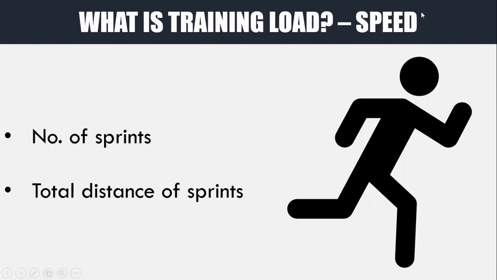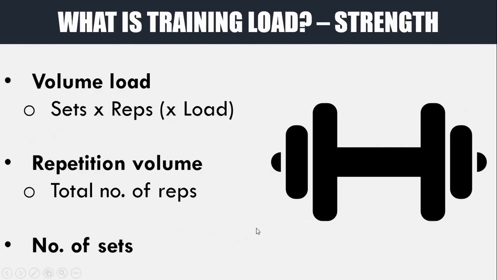So for example, for speed training, we're probably going to quantify the training load as the number of sprints performed or the total distance of the sprints we perform. Whereas with strength training, we may use volume load, so sets times reps, or sets times reps times load. We may use repetition volume, so the total number of repetitions, or we could simply calculate the number of sets. There's various different ways to calculate training load.